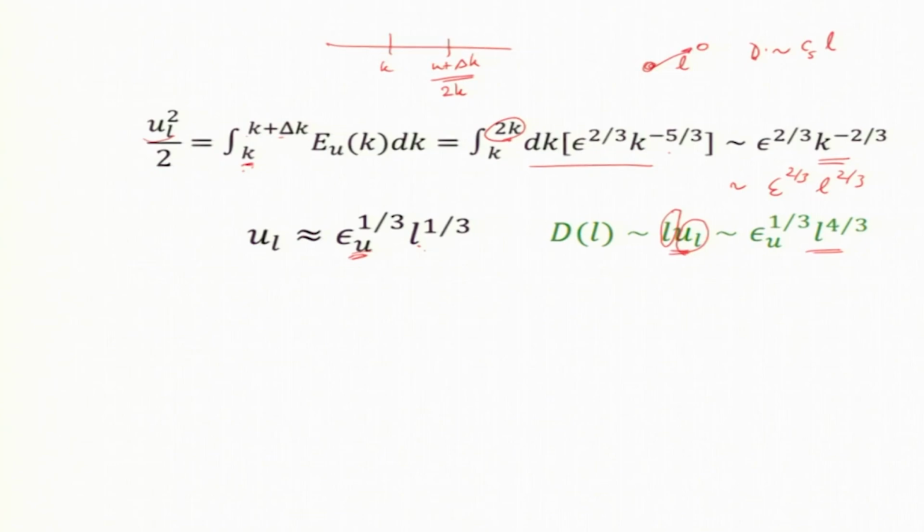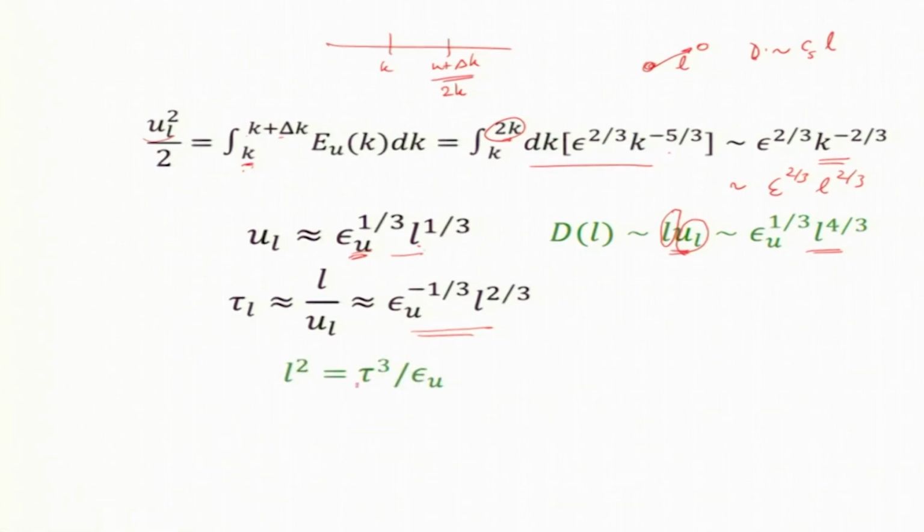So, this is a multi-scale phenomenon and a non-equilibrium phenomenon, and from this I can derive another very important result. So, let us do it. What about the time scale? It is L by UL. Just substitute UL from here, and I get this. L divided by L^(1/3) is L^(2/3). Now, invert it. L squared is T cube by epsilon u. I just cube it and you get that.